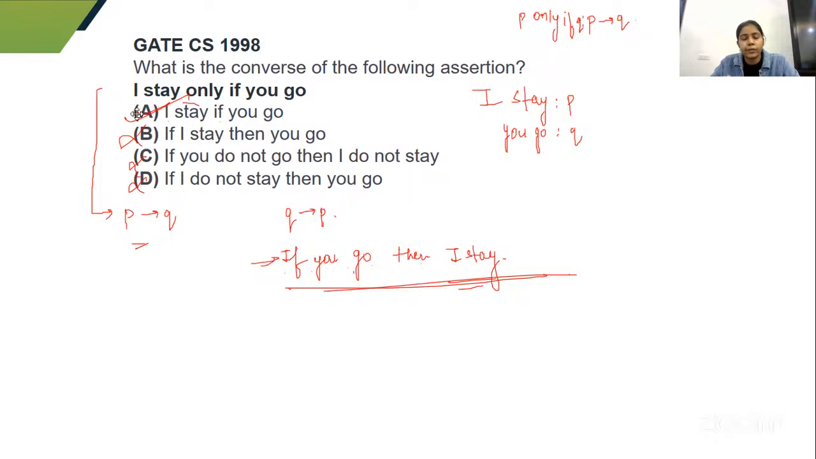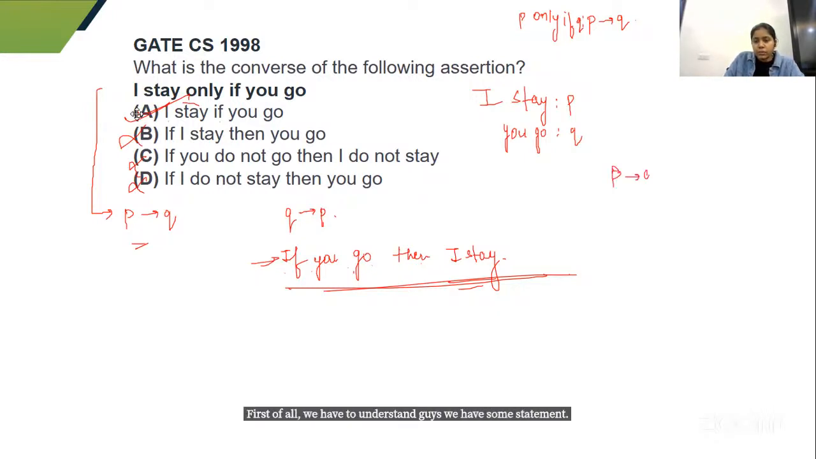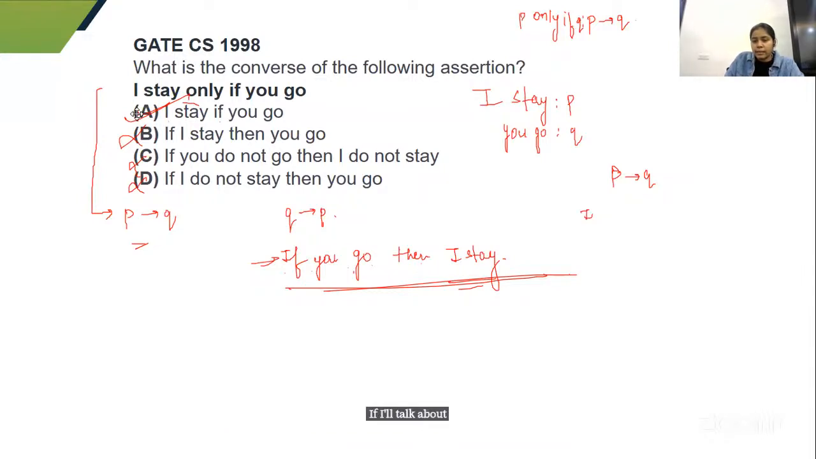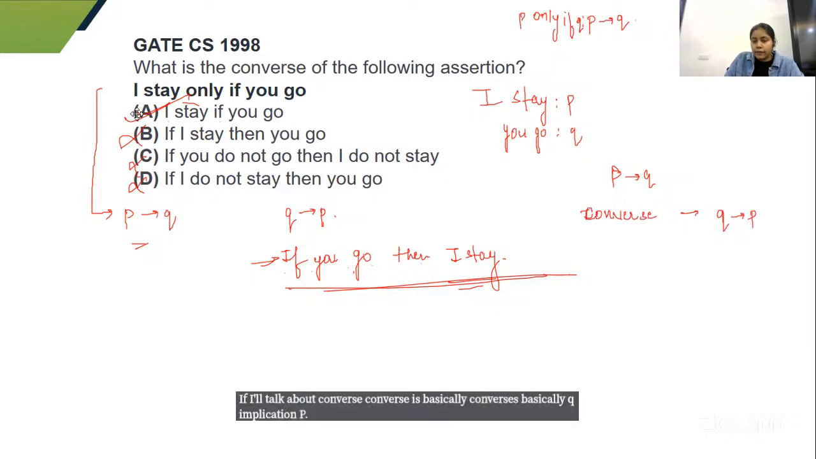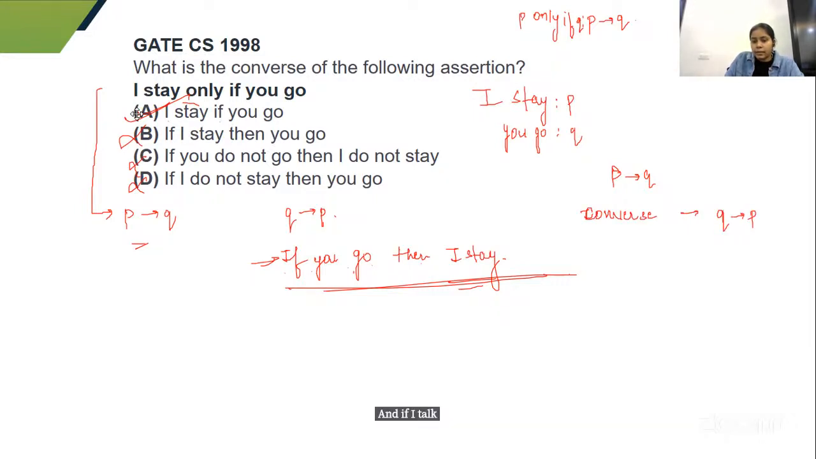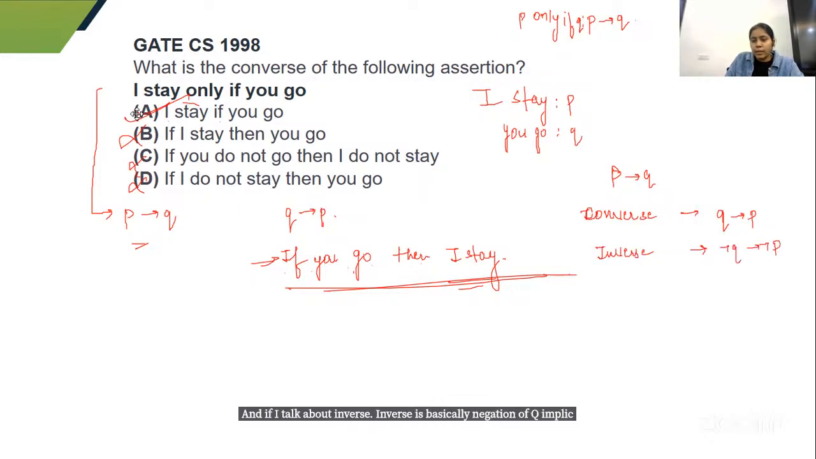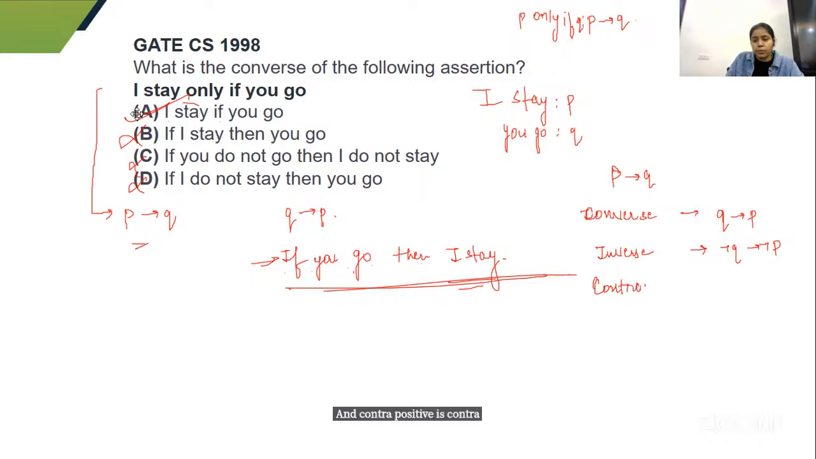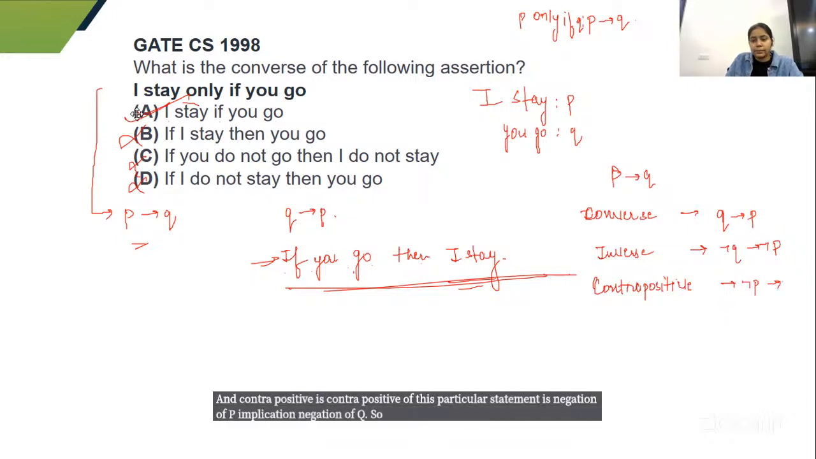First of all, guys, we have to understand, we have some statement. First is P implication Q. If I talk about the converse, it is basically Q implication P. And if I talk about the inverse, the inverse is basically negation of P implies negation of Q. And the contrapositive of this particular statement is negation of Q, implication, negation of P. So you have to remember this.